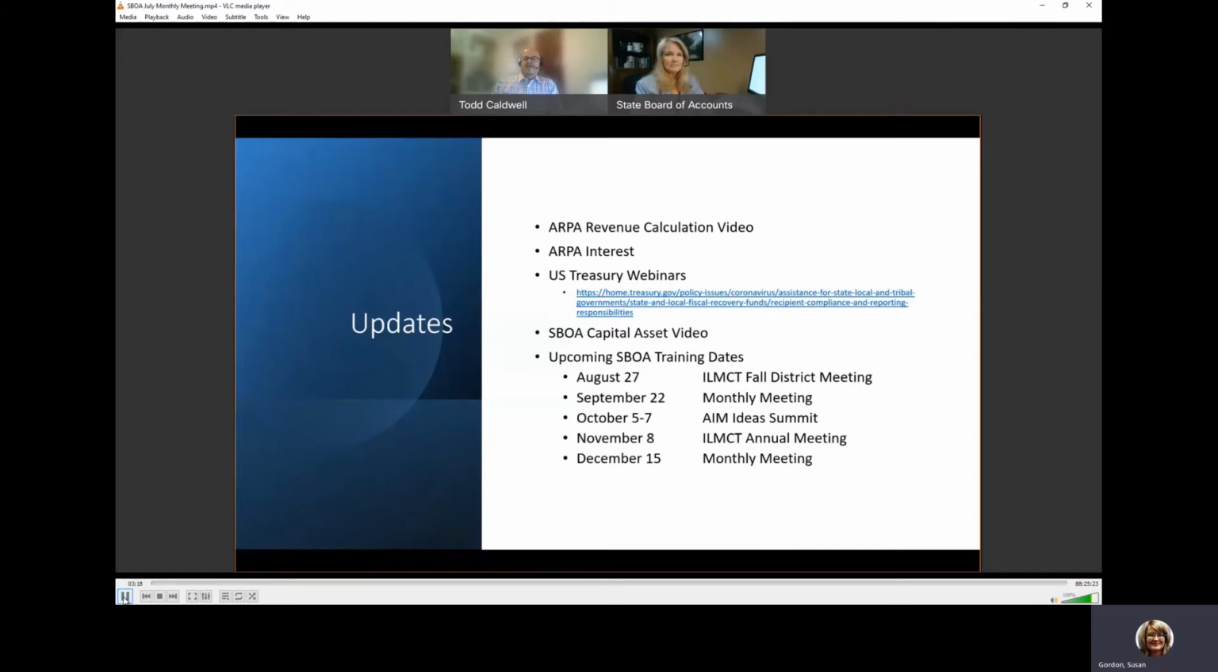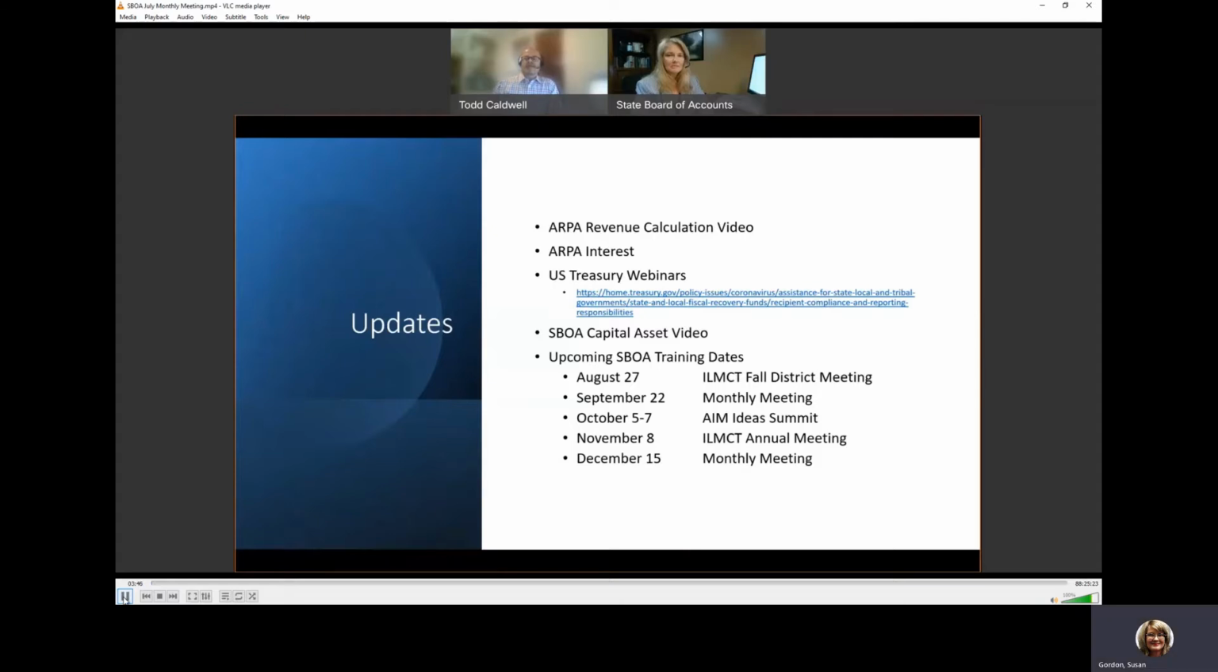We also have an update on interest. We distributed a memo regarding how interest is to be handled. It differs slightly from what we talked about last month at this webinar series, where we said interest could be prorated between the ARPA fund and maybe a general fund. The memo was sent out on July the 9th, so last week, and it was dated July the 8th. So we're going to refer to that as the July the 8th memo.